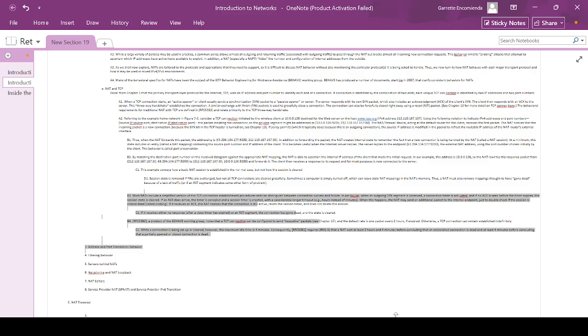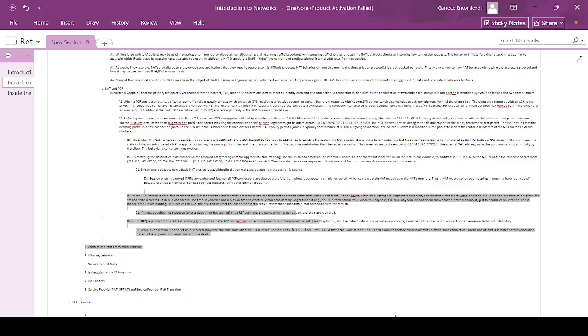If it receives no response after a closed timer has expired, so there's also a closed timer in which it will wait for an acknowledgement from the device that sent the request, or if an RST segment arrives, the connection has gone dead and the state will be cleared from the router's memory.